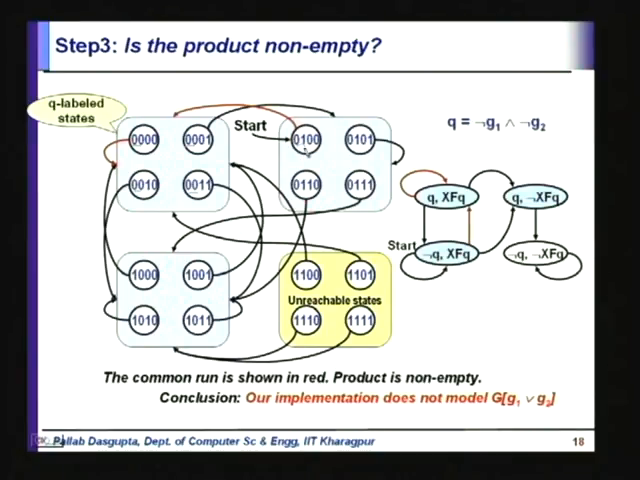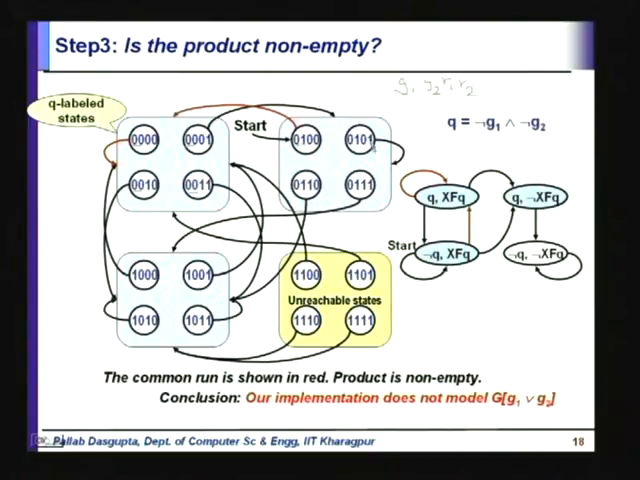What are the state bits? The state bits here are G1, G2, R1, R2. These are the 4 state bits. So this is G1 is 0, G2 is 1, R1 and R2 are 0, right? So this is a state machine. What is Q? Q is the Boolean formula not G1 and not G2. Which states have not G1 and not G2? These 4. So these 4 are the Q level states. This is our start state.